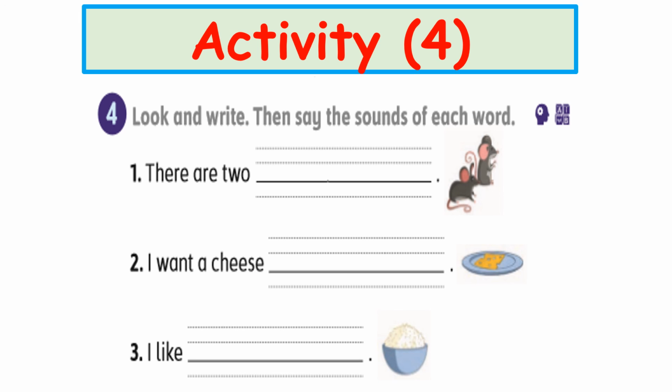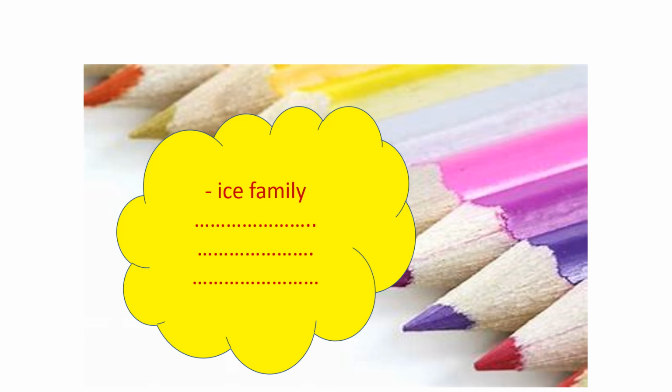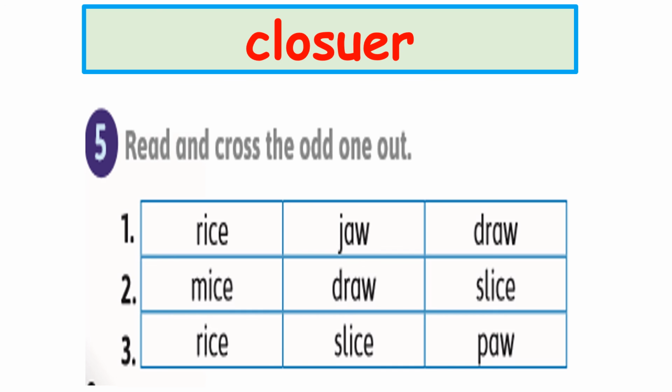And we come to do a formative assessment, activity number 4. There are 2 mice. Number 2, I want a cheese slice. Yes, slice. Very good. I like chicken. Very good. Closer of the lesson.